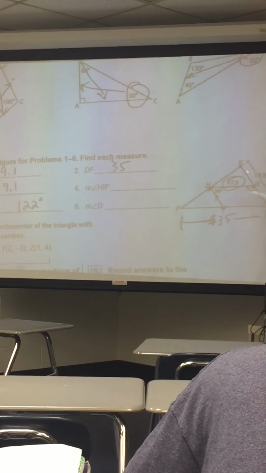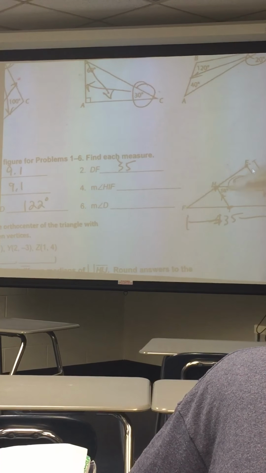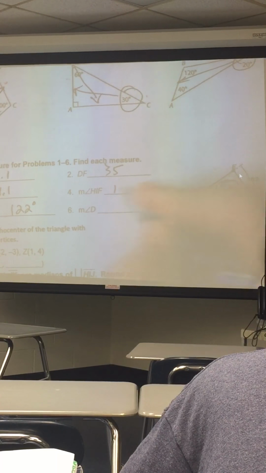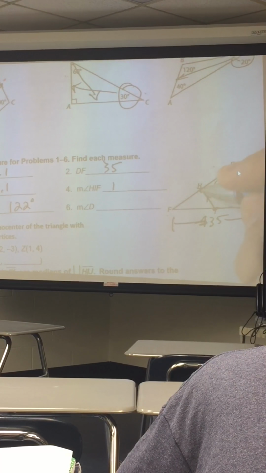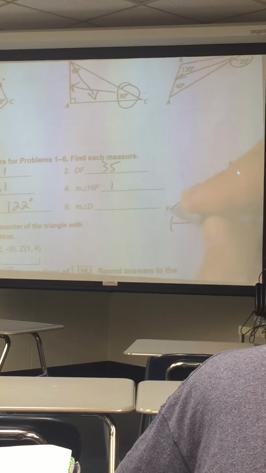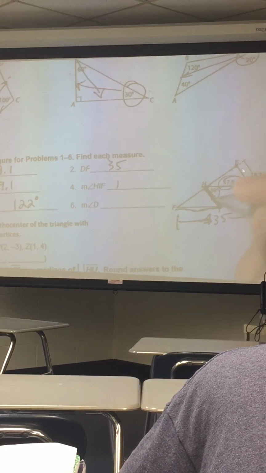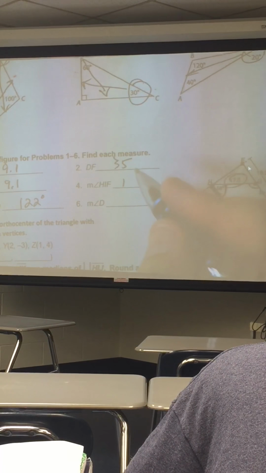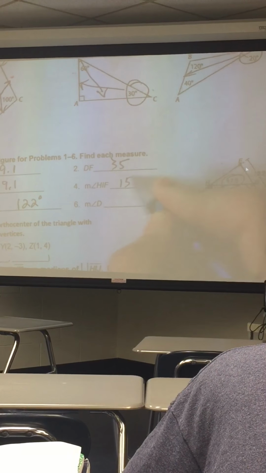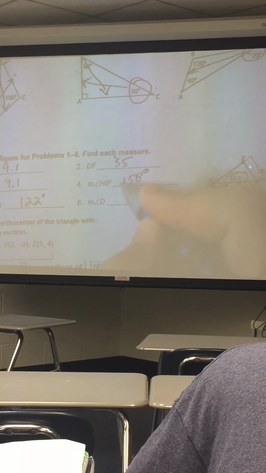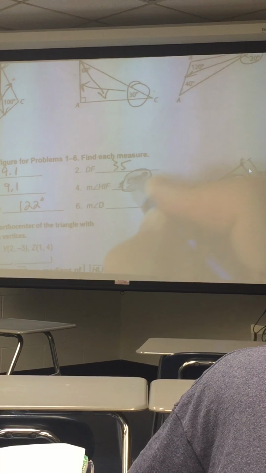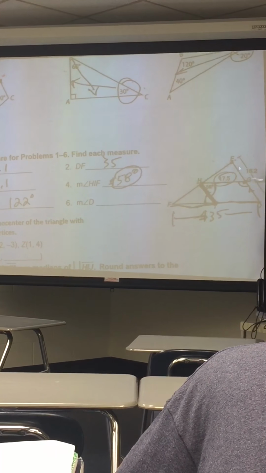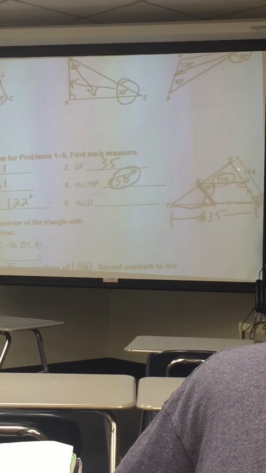And measure of angle HIF, where is that at? That's right here. Okay, HIF from here to here. That would make it equal to this one because they're alternate interior angles. That's 58. And then measure of angle D is also 58.